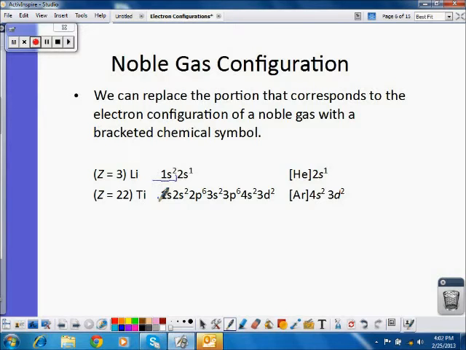Ti, titanium, in row 4, element 22. So since it's in row 4, what we're going to do is write the electron configuration from 4s2 onward, which is just this right here. The rest of the electron configuration is the same as argon. So instead of writing all of this out, we just put square brackets argon and call it done. And that's a much quicker way to write out electron configurations.